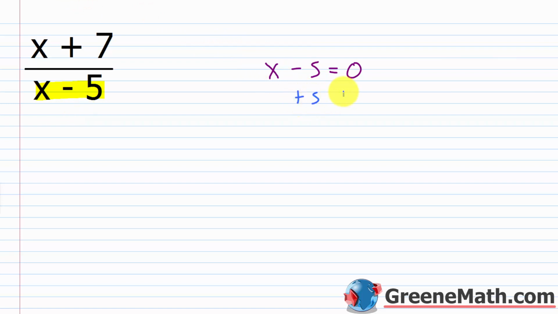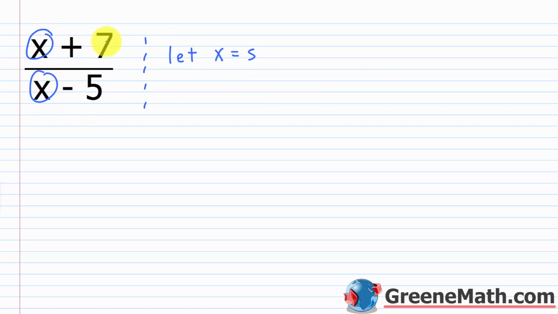We just add 5 to each side of the equation. This will cancel. We'll have x is equal to 5. Okay? And you can easily see if I let x be equal to 5, plug in a 5 here and here. So you would have 5 plus 7 in the numerator, which is 12, over the denominator would be 5 minus 5, which is, of course, 0. And again, this is undefined. And this is what we're trying to prevent. We don't want to end up with something that's undefined.